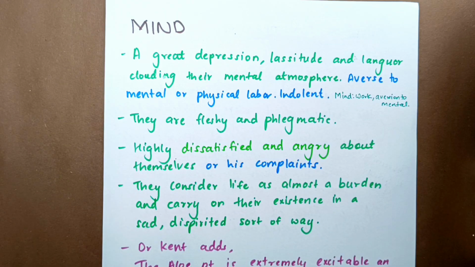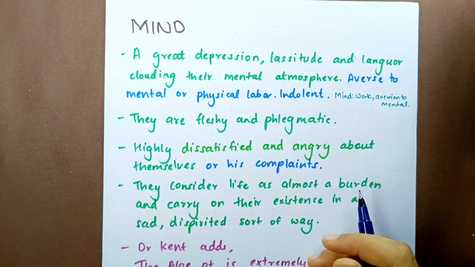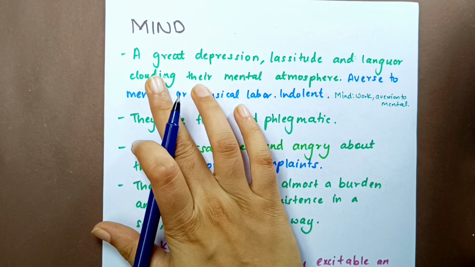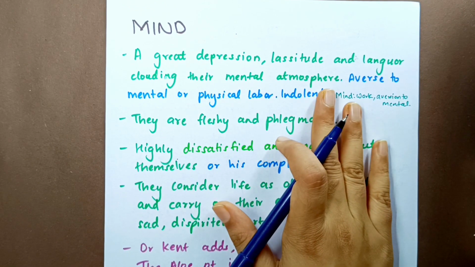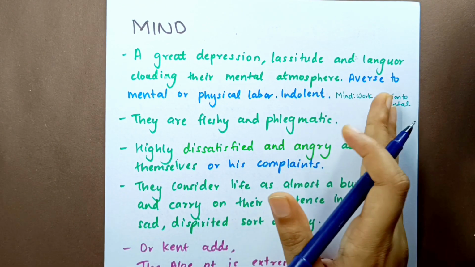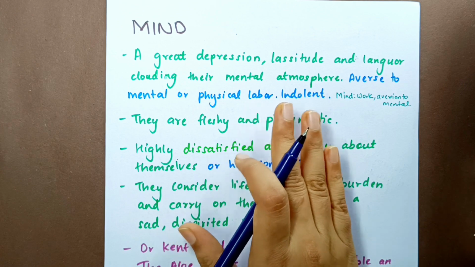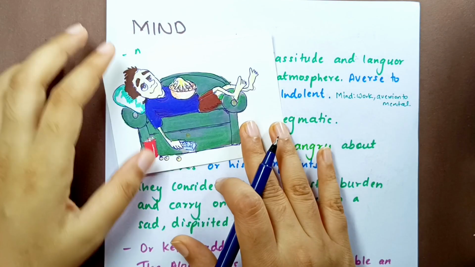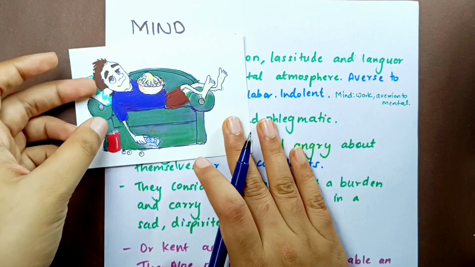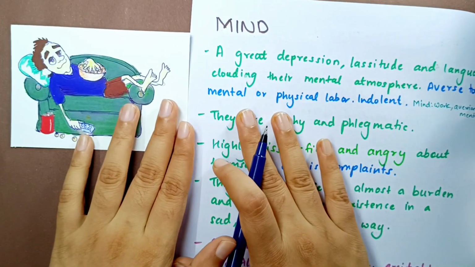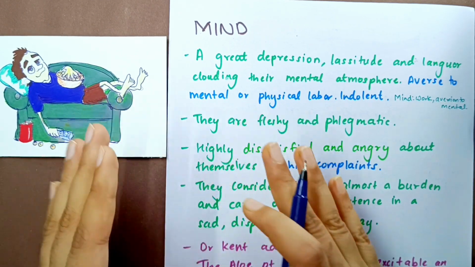Now, talking about the mind of this remedy. In the mind of aloe, we find authors have written quite a few symptoms. Dr. Anamsari says there is a great depression, lassitude, and languor clouding the mental atmosphere. Dr. Allen also says that they are averse to mental or physical labor. They are indolent, meaning they are lazy. So these people are lazy. They do not want to move. They are lazy not only physically but also mentally, because they are averse to any kind of mental or physical labor.